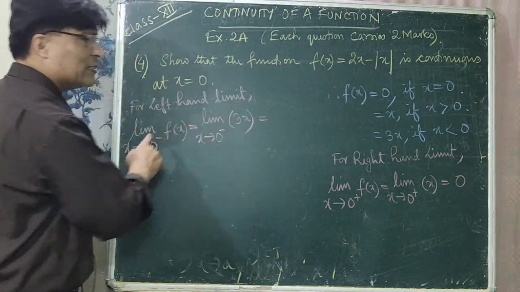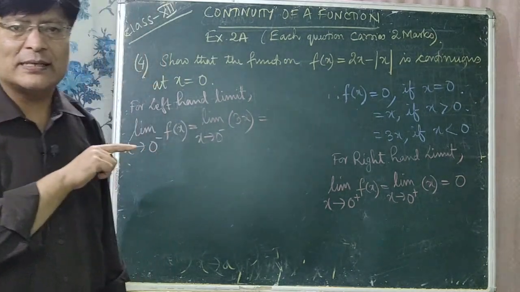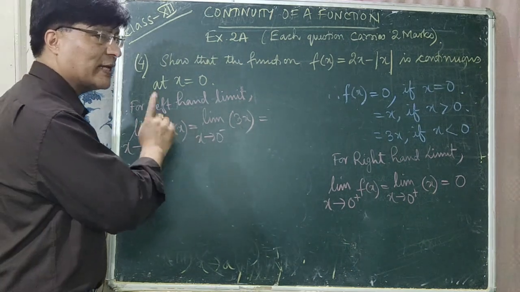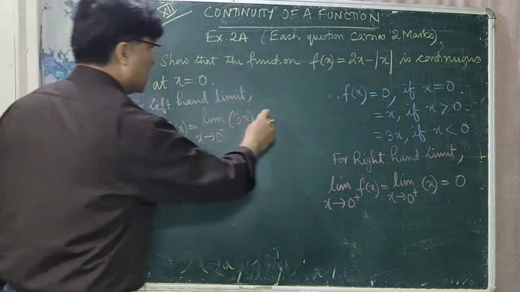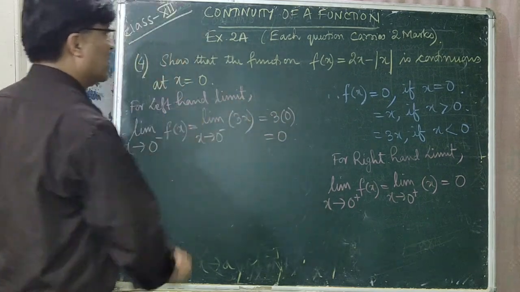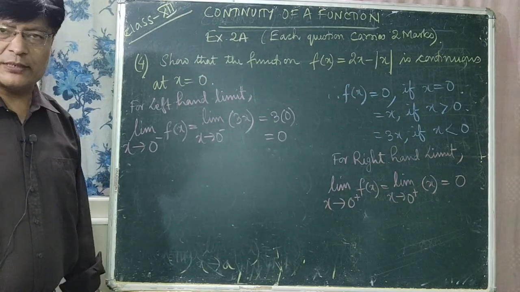X tends to 0 minus only indicates that x is approaching towards 0 from which side? Left hand side. And you can put x equal to 0, that is the limiting value of x. That is 3 within bracket 0, which is equal to 3 zeros are 0. So I think you have understood it.